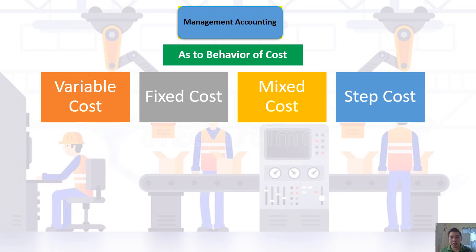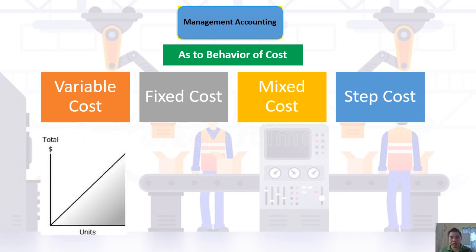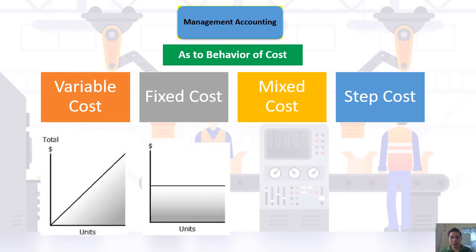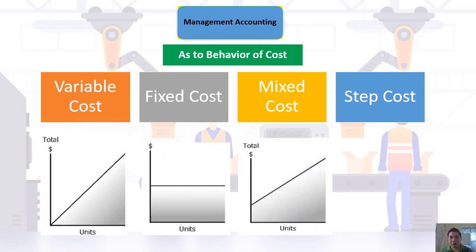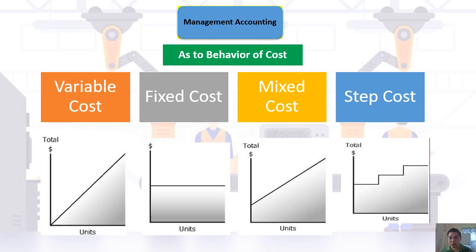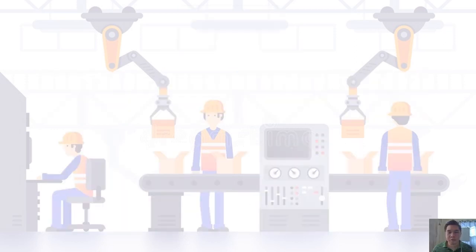So, para magkaroon kayo ng onting viewpoint, pag ang graph po ng variable cost looks like this. So, diagonal siya na mag-start sa ilalim. Fixed cost naman, so diretso lang siya, line. Then mixed cost naman, so diagonal pero mag-start siya dun sa taas, 'di ba? Then step cost naman from the word itself, step cost, para siyang hagdanan. Okay, so let's proceed to the first cost.